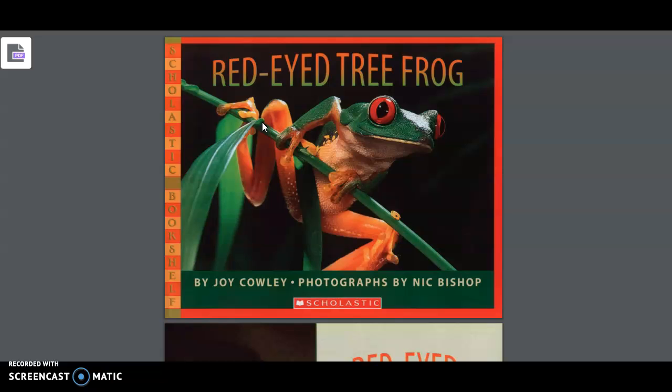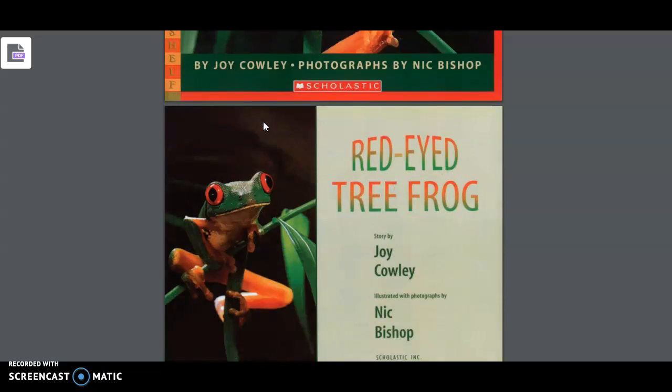Illustrations can be photographs or drawn pictures or painted pictures, all sorts of different ways that people illustrate stories. But this one is illustrated with actual photographs. So let's find out about the red-eyed tree frog. Pay close attention to the pictures that might show you even more about red-eyed tree frogs than just the words do.